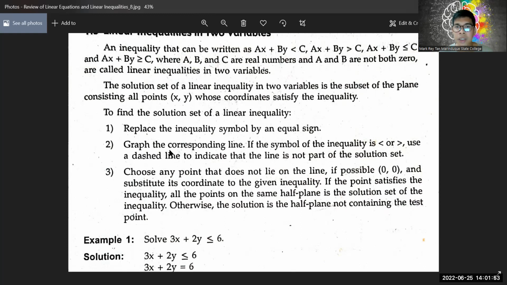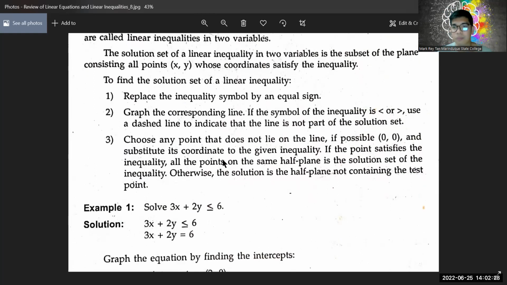Number 2, graph the corresponding line. If the symbol of the inequality is less than or greater than, use a dash line to indicate that the line is not part of the solution set. So when we say dash line, yun yung putol-putol na line. Kasi nga, ibig sabihin, yung line na yun, hindi siya part ng solution. Kaya naka-dash siya. Pero kung lesser than or equal to, at saka greater than or equal to, sangguhit lang din. Parang equation lang. Okay?